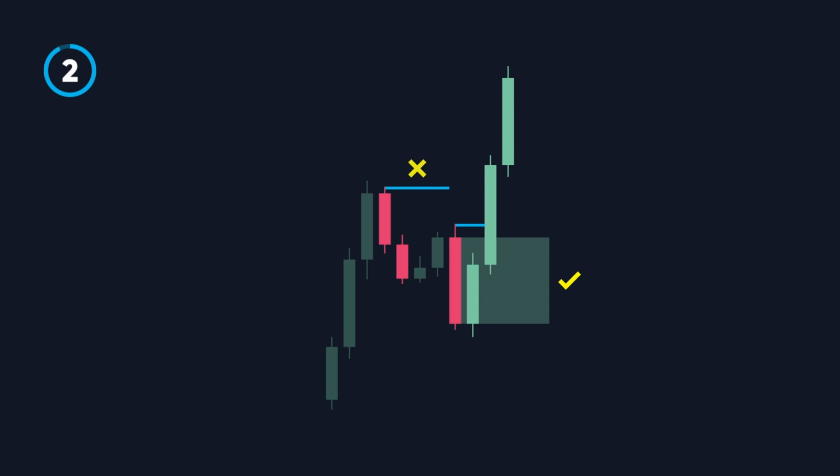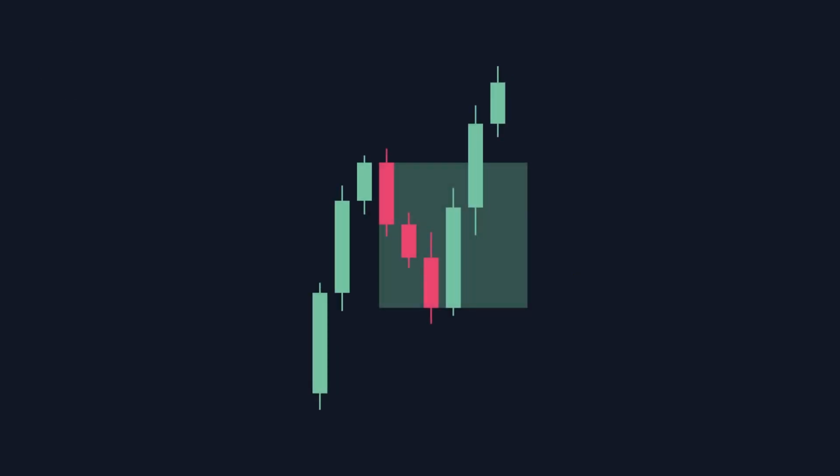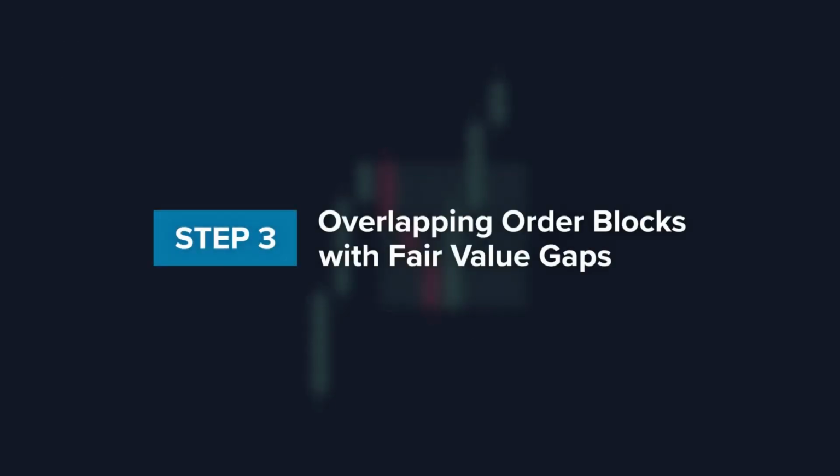So now that we know how to correctly identify and validate an order block, the next thing we need to learn is how we find the highest probability order block setups, starting with our next step, which involves overlapping order blocks with fair value gaps. So we know that in order for this order block to be valid, we need to see a break of structure through the high of these bearish candles.